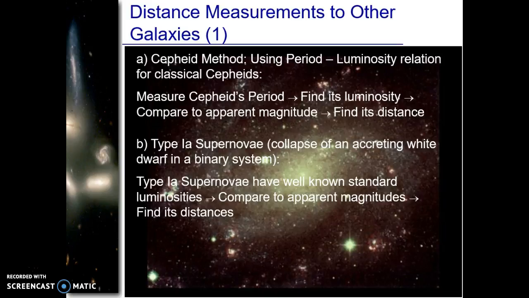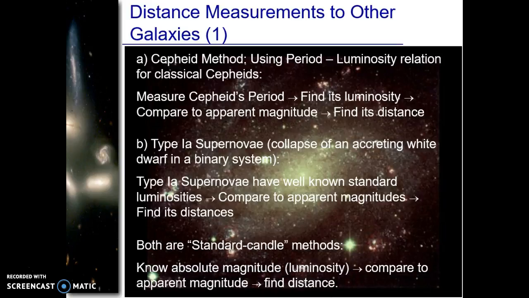The most accurate distance indicators are Cepheid variable stars. You take repeated brightness measurements of the Cepheid stars and determine the period of the star, which can then be used to determine the absolute magnitude. The other way is a type 1a supernova, the collapse of an accreting white dwarf in a binary system. Type 1a supernovae have well-known standard luminosities, and you can compare the apparent magnitudes to find the distances. So both of these are considered standard candle methods.